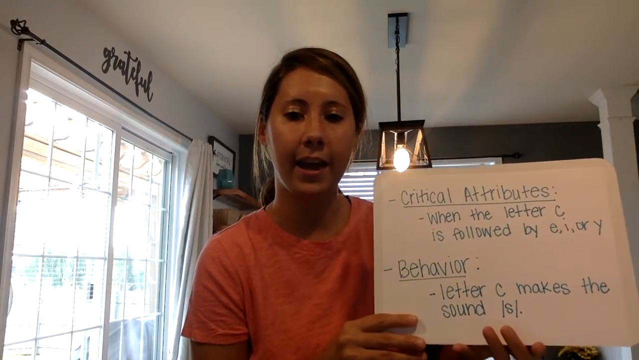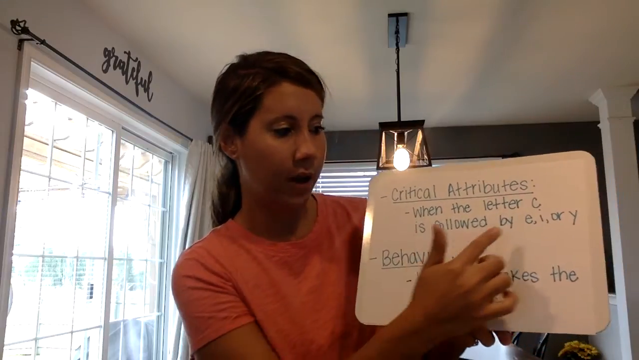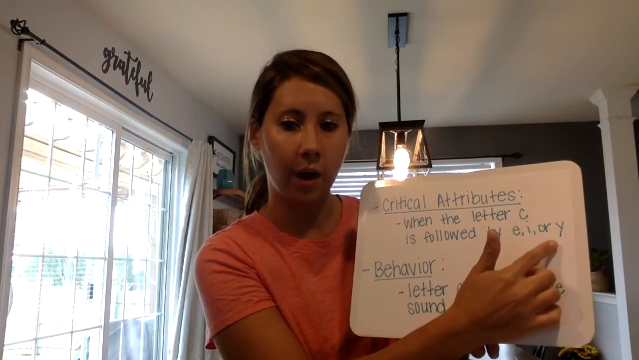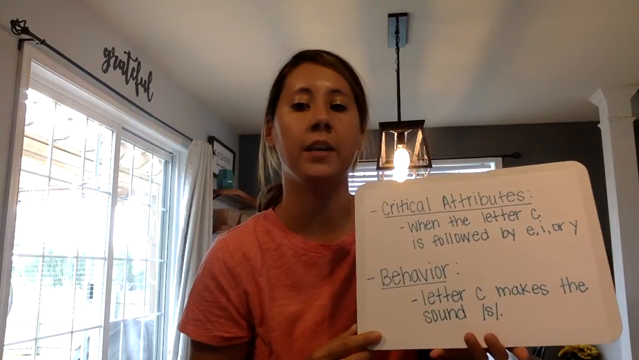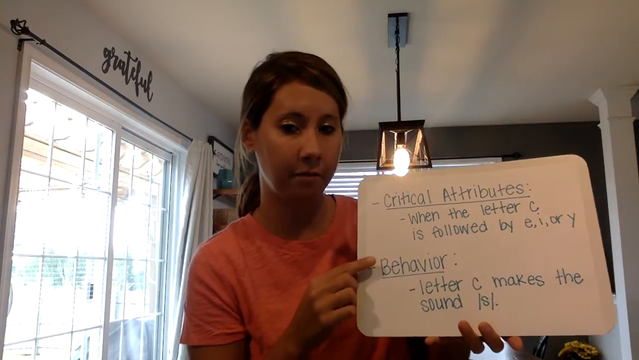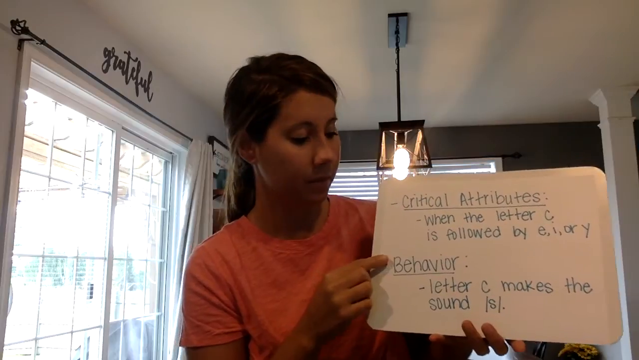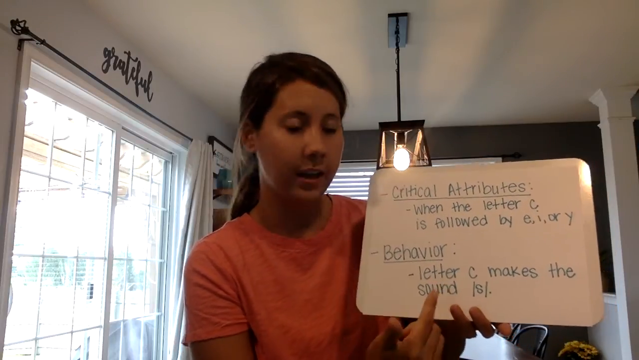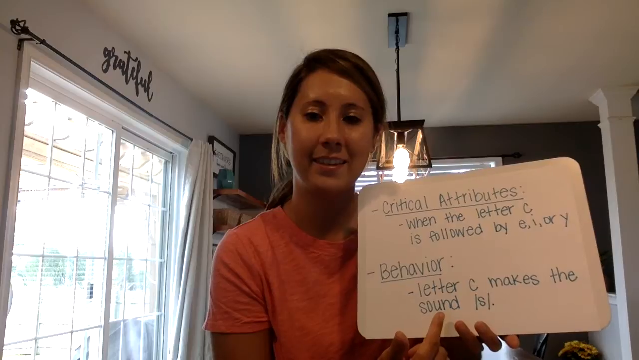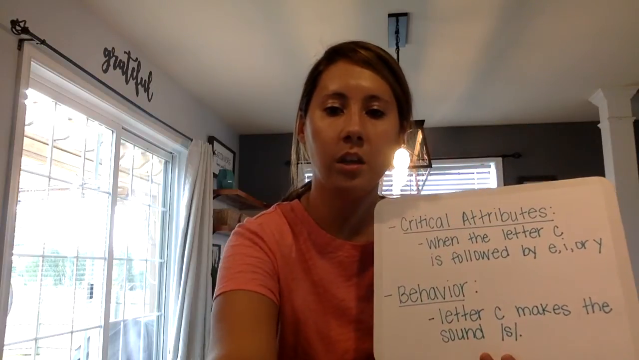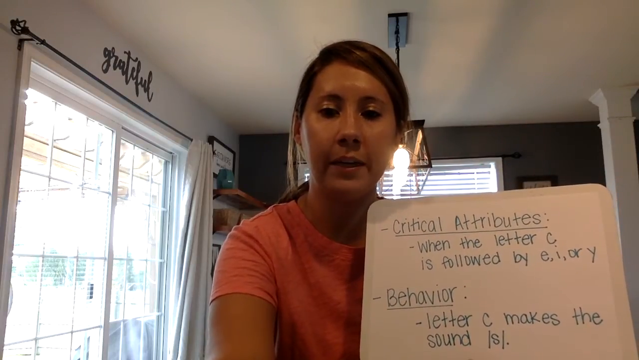So let's take a look at the one thing we need in order for the rule to apply. First, we must have the letter C followed by E, I, or Y. This must be present in order for us to perform the behavior. And what is the behavior? The behavior is that the letter C is going to make the S sound. Okay? So now I want you to watch me as I decide whether the rule applies to some of my words. Okay?